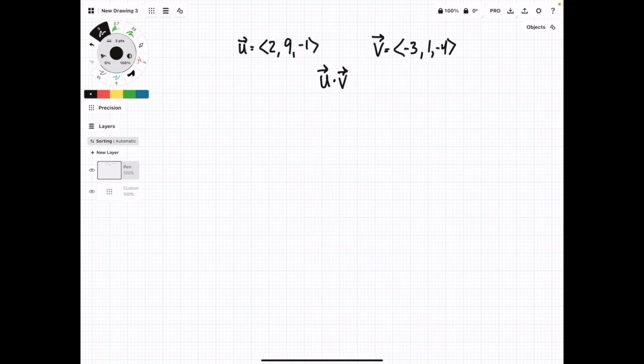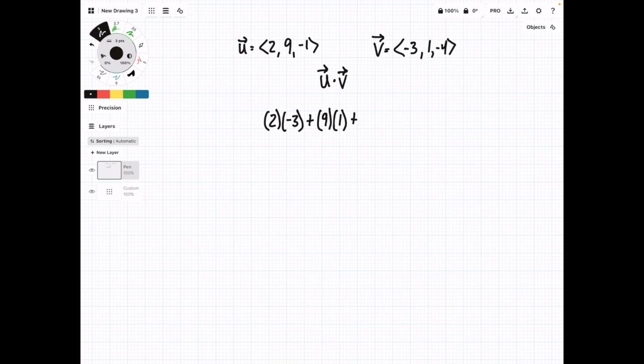We can try another example here. This time we have vector u, which is 2, 9, -1, and vector v, which is -3, 1, -4. So again, to find the dot product of two vectors, we just multiply the corresponding components. In this case, the vx components are 2 and -3. Then we're going to add the product of the vy components, which is going to be 9 and 1.